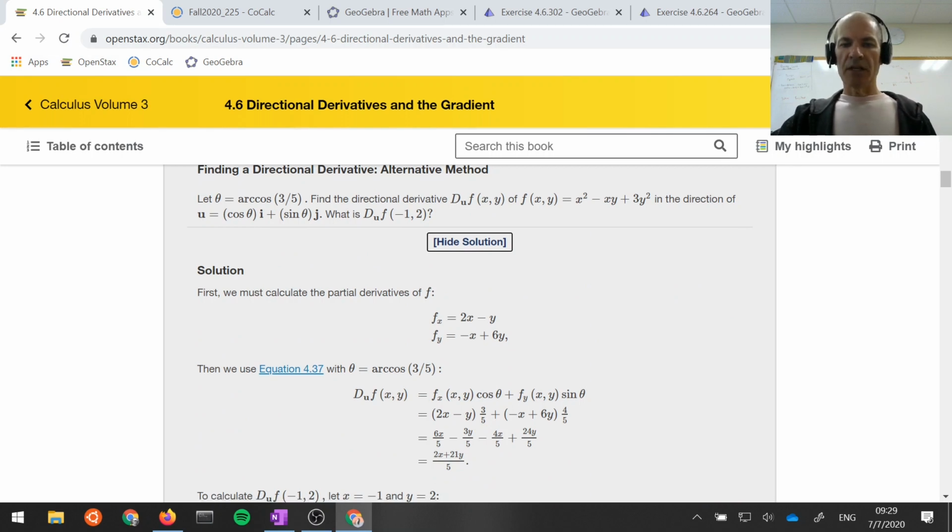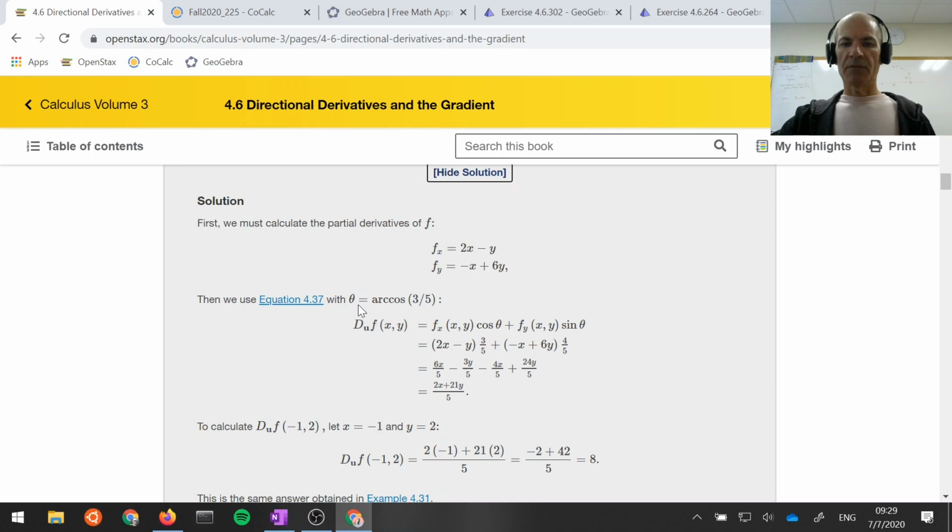We also need to figure out the cosine of theta if theta is the arc cosine of 3/5. Well, that's pretty straightforward. If theta is the arc cosine of 3/5, then the cosine of theta is 3/5. So that's where this expression comes from. A little bit trickier: what's the sine of theta if theta is equal to arc cosine 3/5?